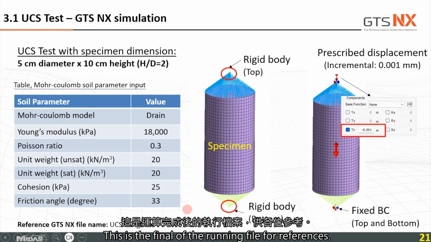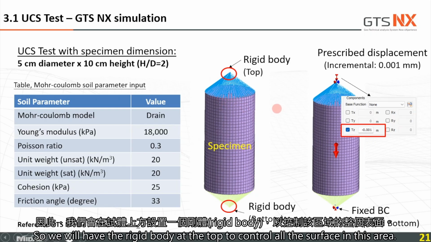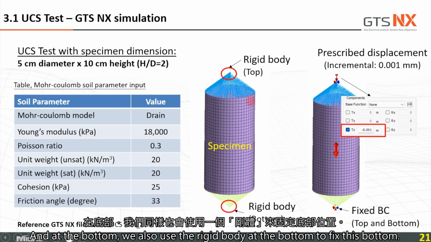This is the final running file for reference, and in the model we have the specimen. To apply the load, we have a rigid body at the top to control all the surface in this area, and at the bottom, we also use a rigid body to fix the bottom.